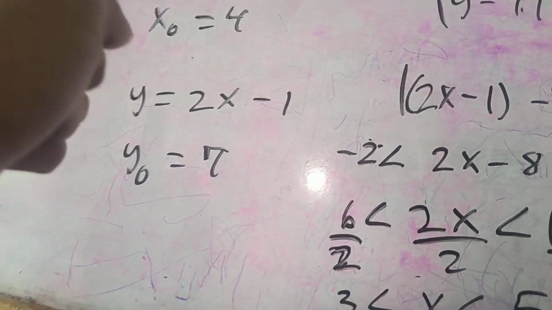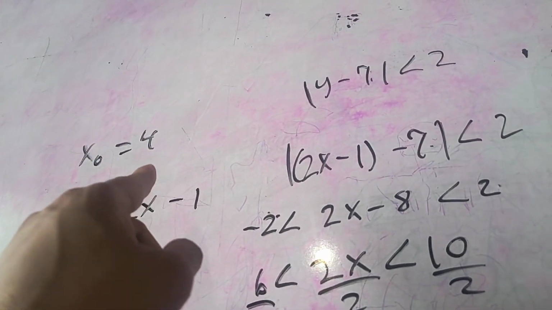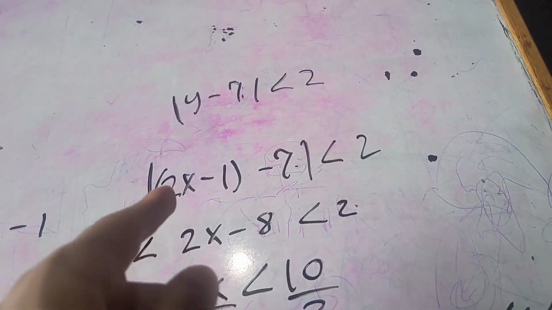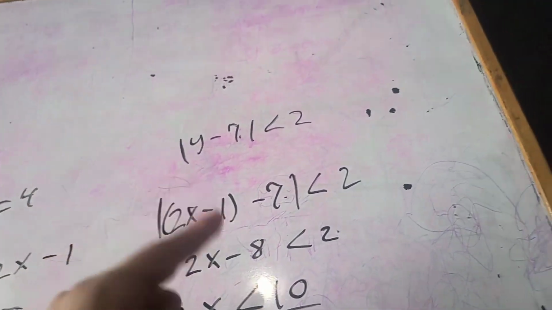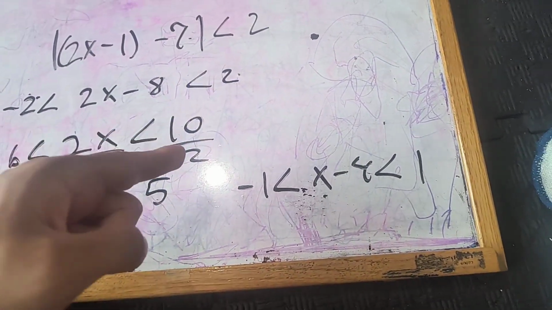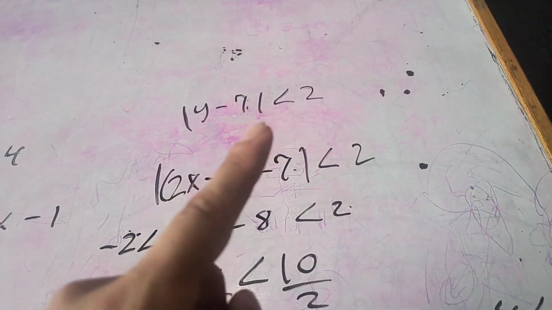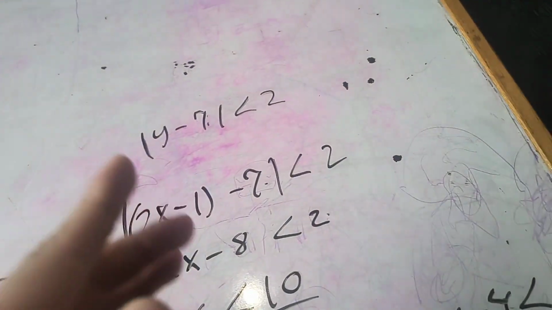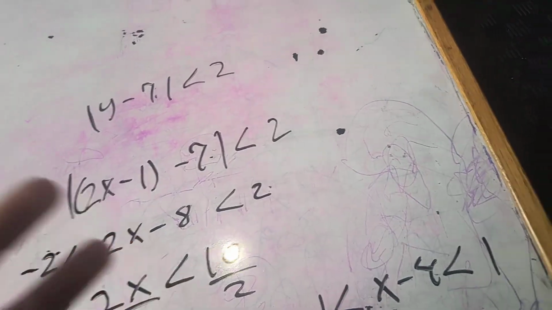As x is approaching x naught, or 4, in order for y minus 7, the y point at x naught, to be less than 2, we have to be within 1 unit of 4, of x naught. If we're outside of 1, for example, if we're at 6, y minus 7 will not be less than 2. If we're at 2, less than 3, then again the absolute value of y minus 7 will not be less than 2.